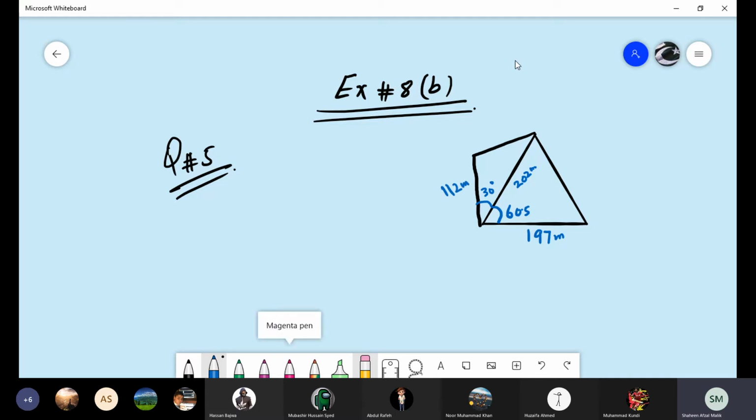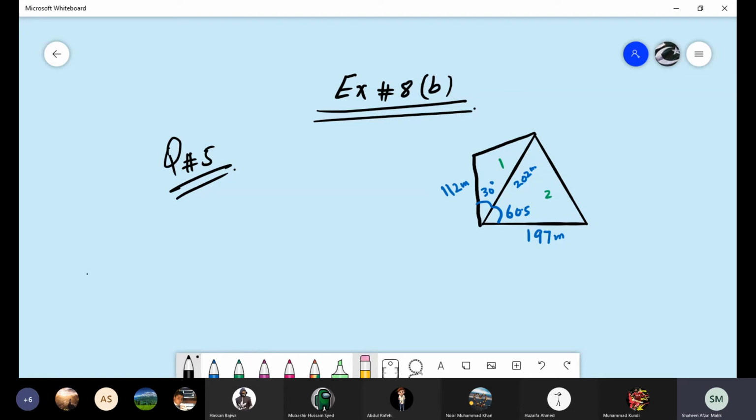If you name these triangles 1 and 2, then we can solve it. The question is, the figure shows the plan of two neighboring states in the form of two triangles. Calculate the area of the two states. So how will we write it?